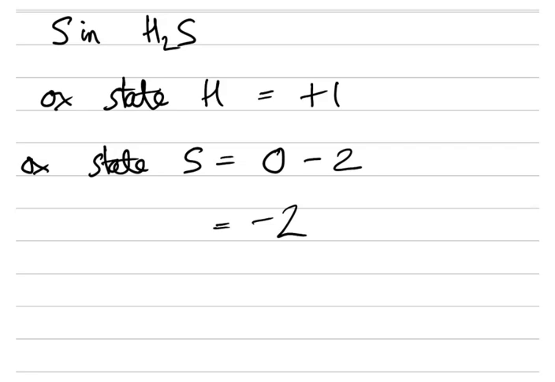So we had a positive oxidation state for sulfur in SO2 and a negative oxidation state in H2S. Again, that is nothing to be concerned about. Some elements do have available to them both positive and negative oxidation states.